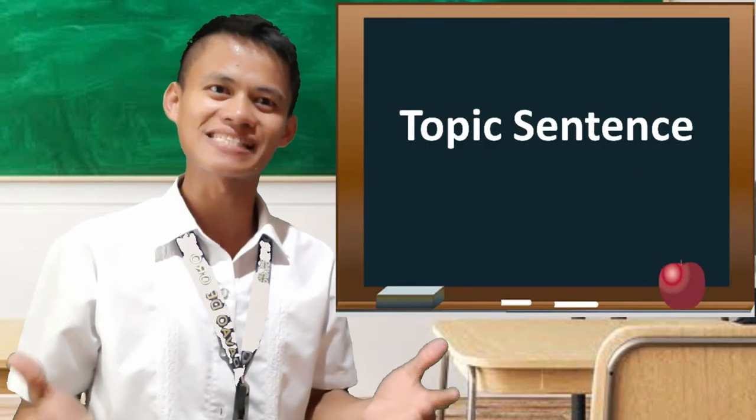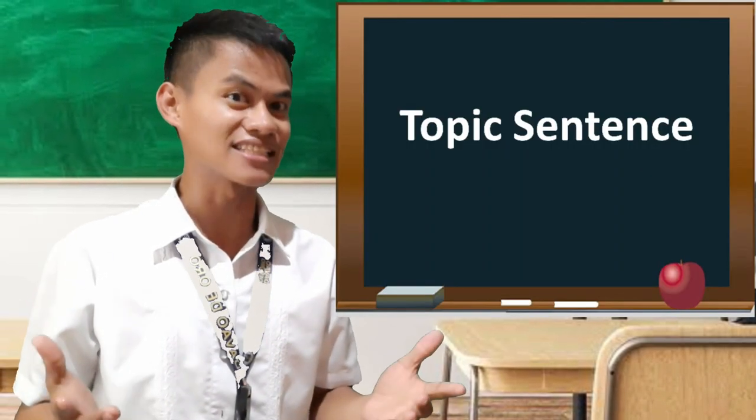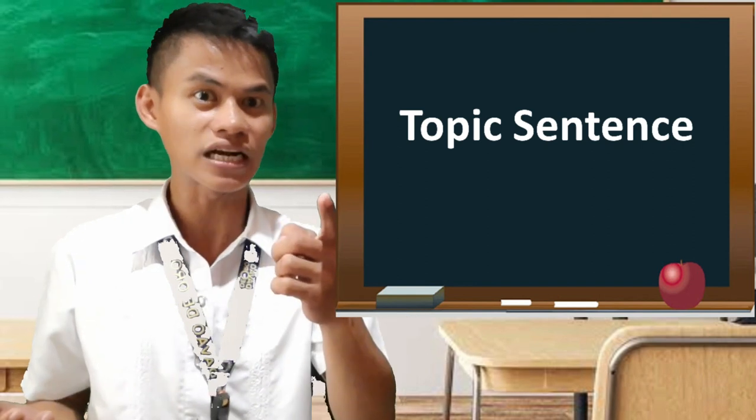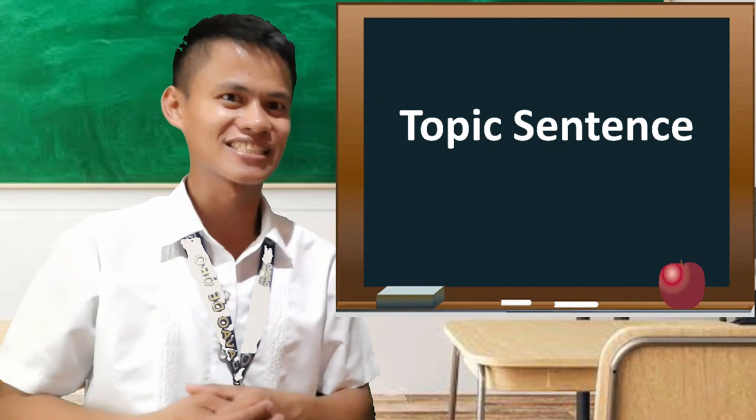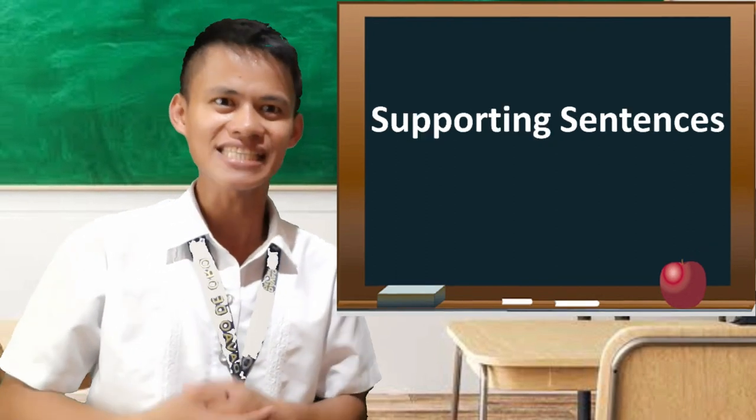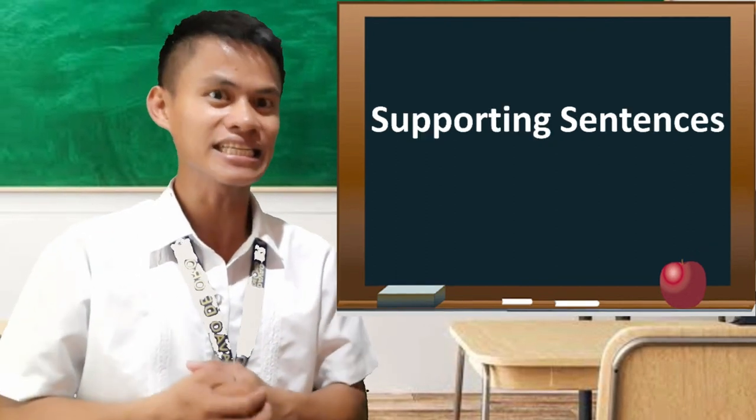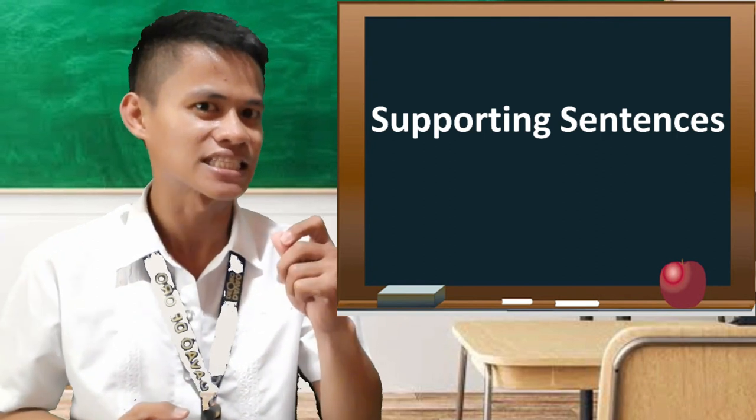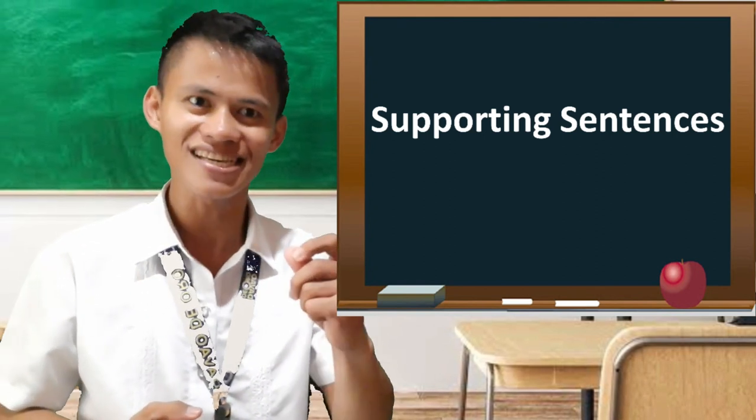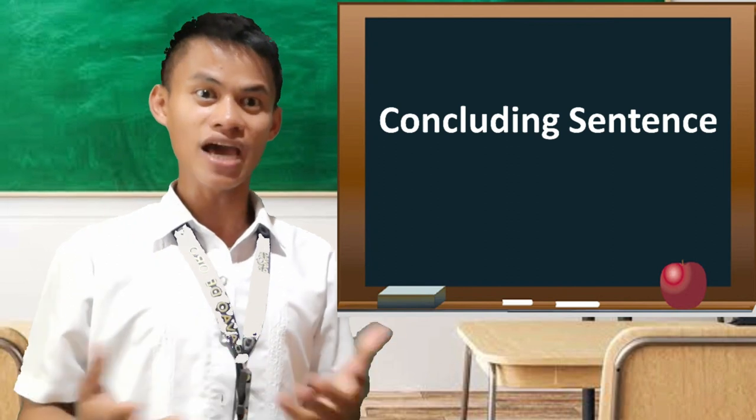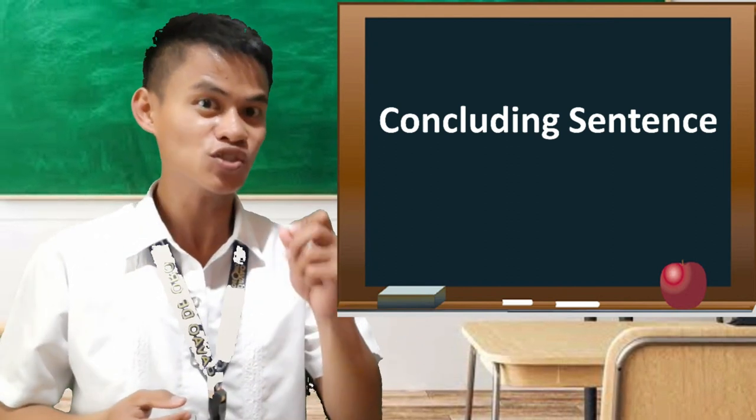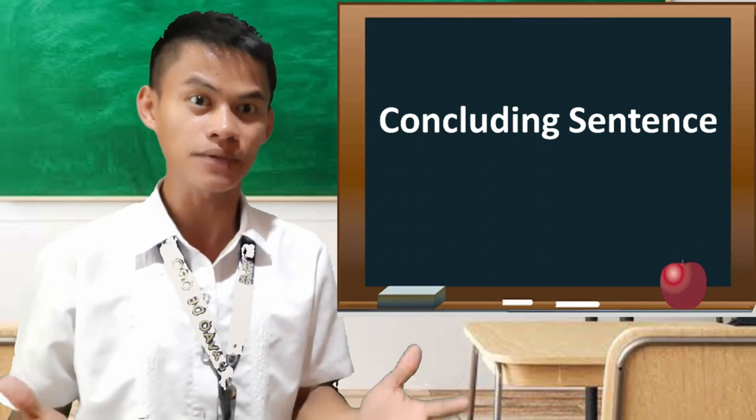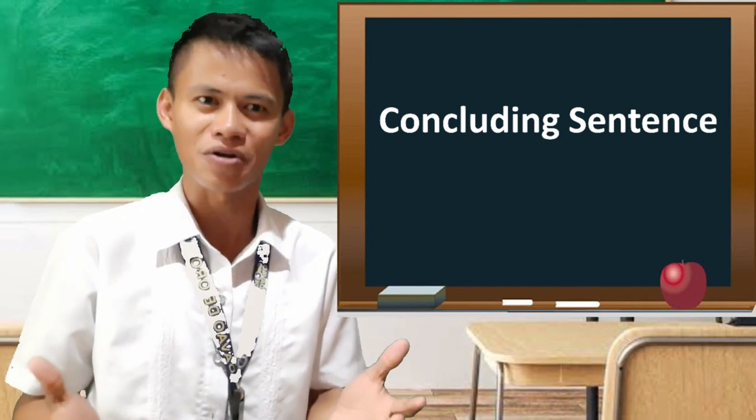Remember the 3 parts of the paragraph. First, we have the topic sentence. The topic sentence is the sentence that gives the reader the main idea or what the paragraph will be about. Second, we have supporting sentences. Supporting sentences give specific details relating to the main idea. Lastly, we have the concluding sentence. The concluding sentence refers to the topic sentence and sums up the main idea of the paragraph.